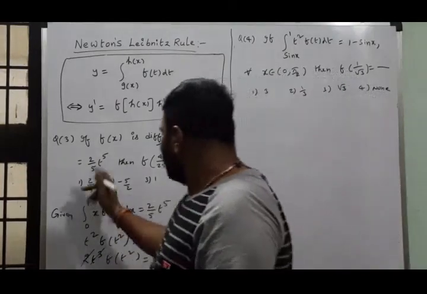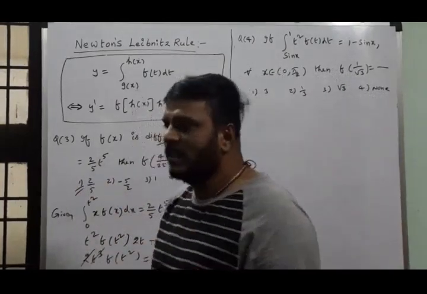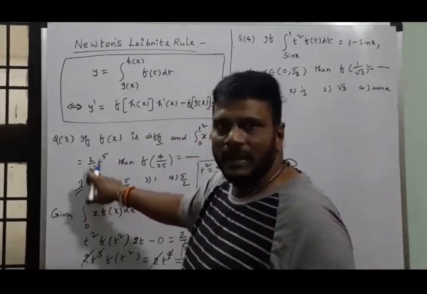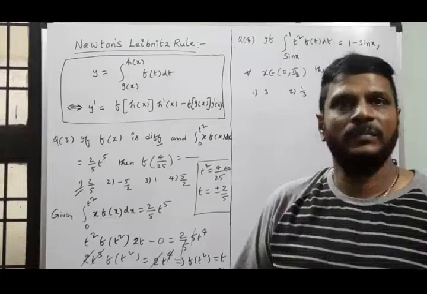So what is given in the question? 4 options. The correct option is 2 by 5.